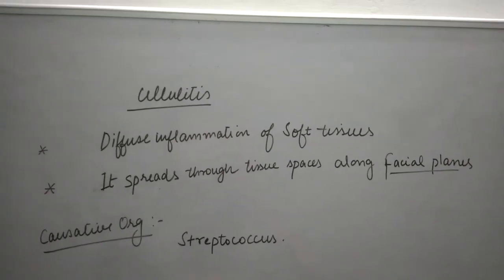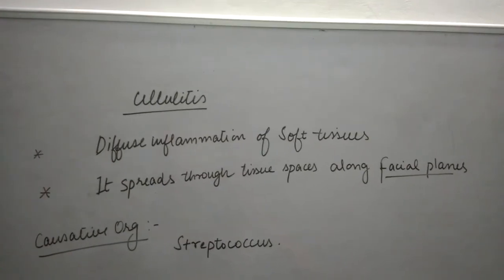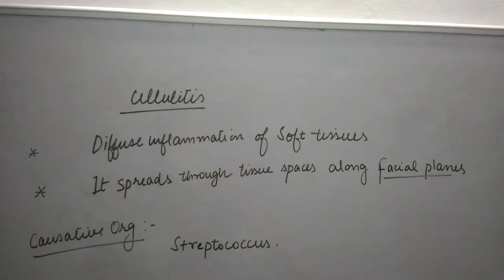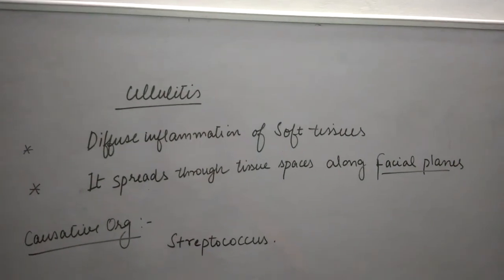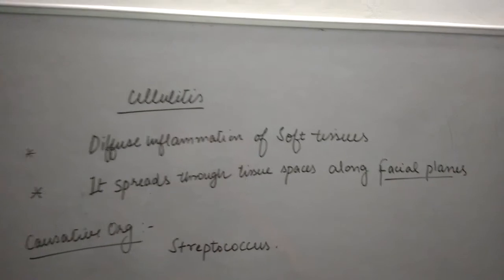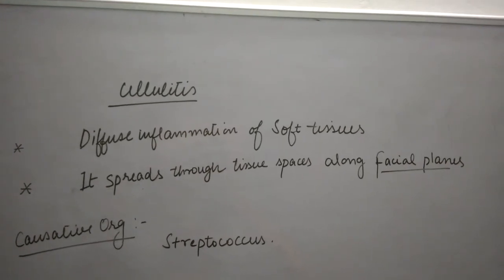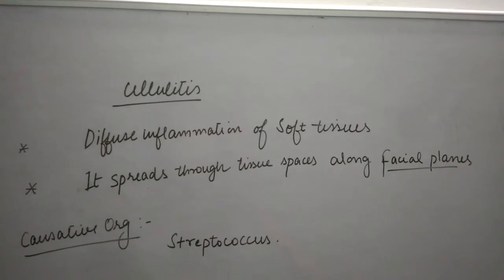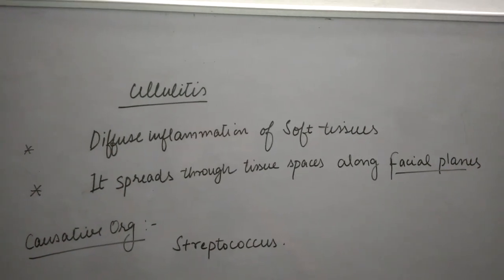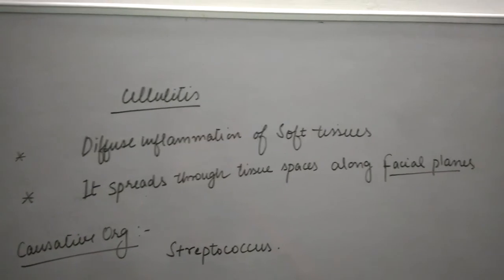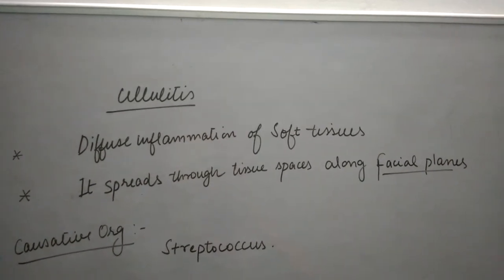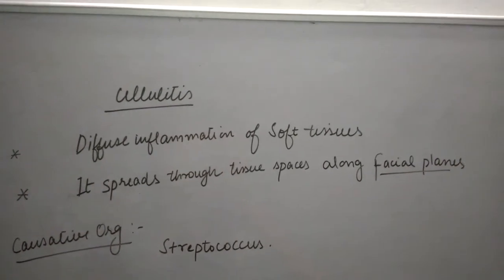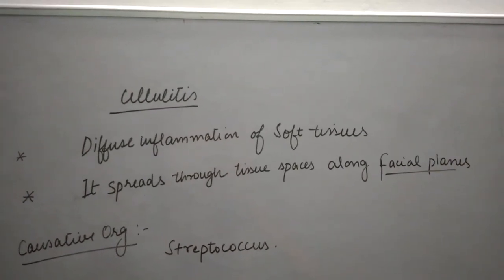So let's talk about the definition of cellulitis. Cellulitis is a diffuse inflammation of soft tissues which spreads through tissue spaces along facial planes. It's just like an abscess which spreads. So it is not confined to one area, it just keeps on spreading through tissue spaces along the facial planes and occupies new areas. The basic causative organism of cellulitis is Streptococcus.